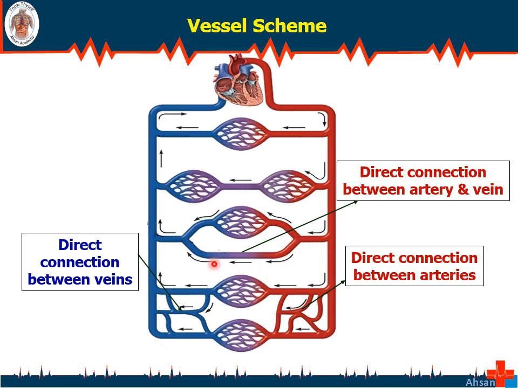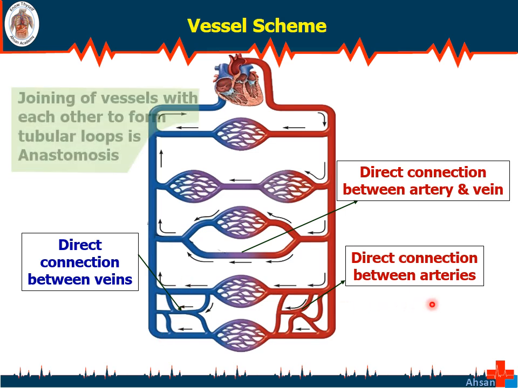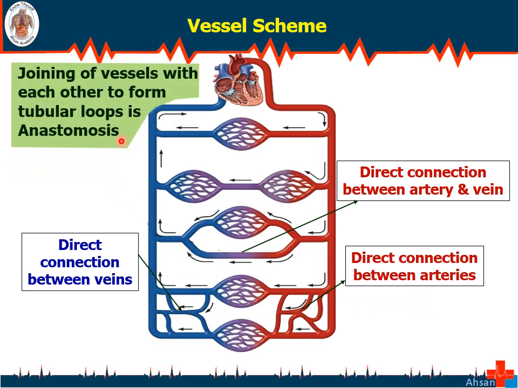Connection may be between artery and vein, between artery and artery, between vein and vein. This is known as anastomosis. So joining the vessels by other vessels making a loop is called anastomosis.